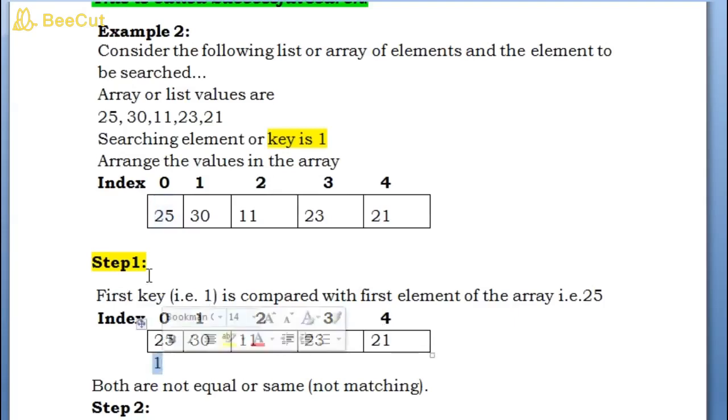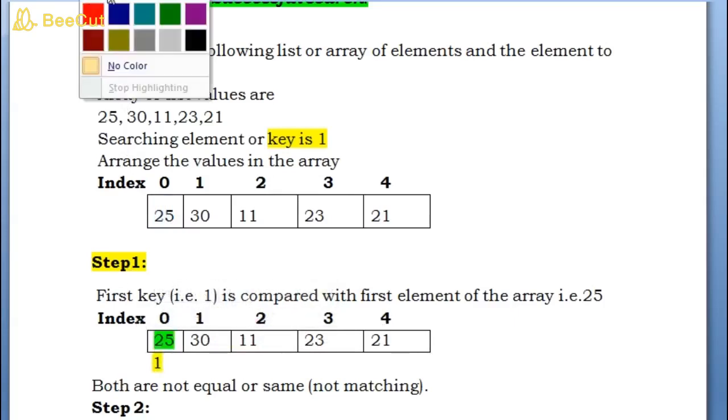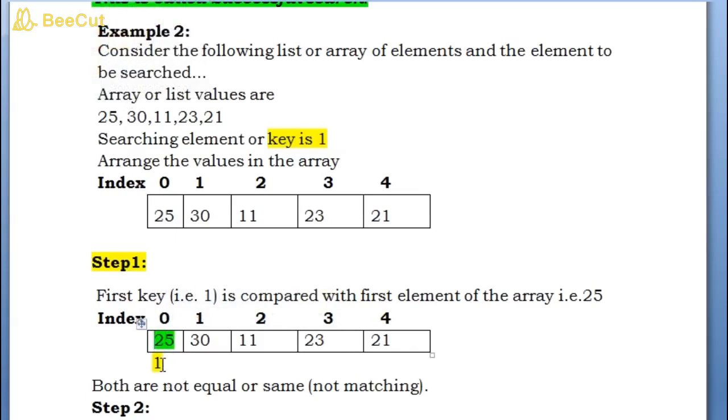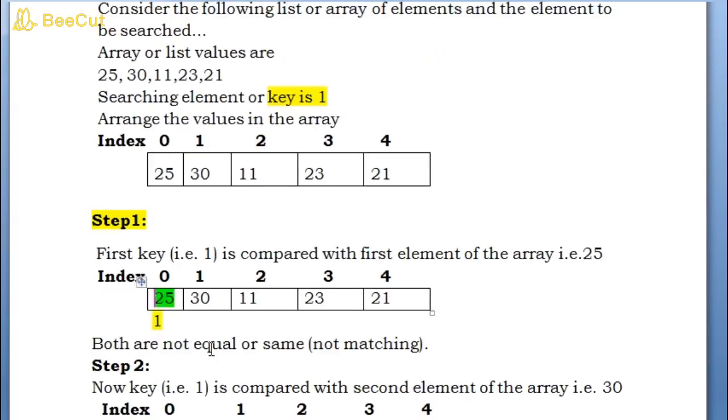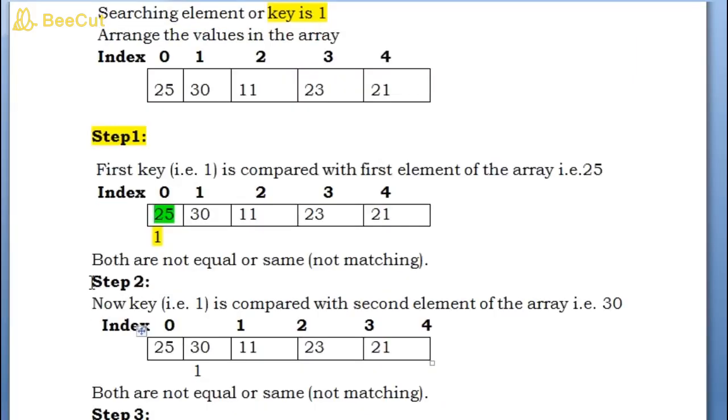So key is 1, compared with 25. So 1 and 25, both are equal? No. So both are not matching. That means the key is not matching with 25. So what do we do? We have to compare the key with the next element of the array. That is step 2. So if you observe step 2.